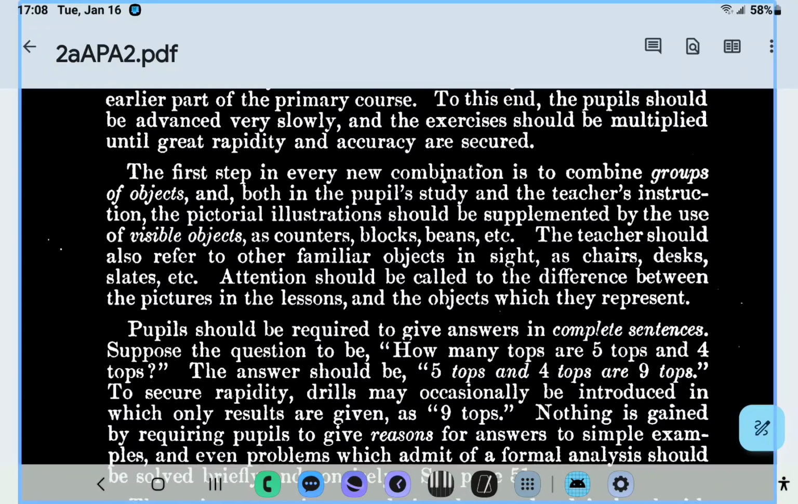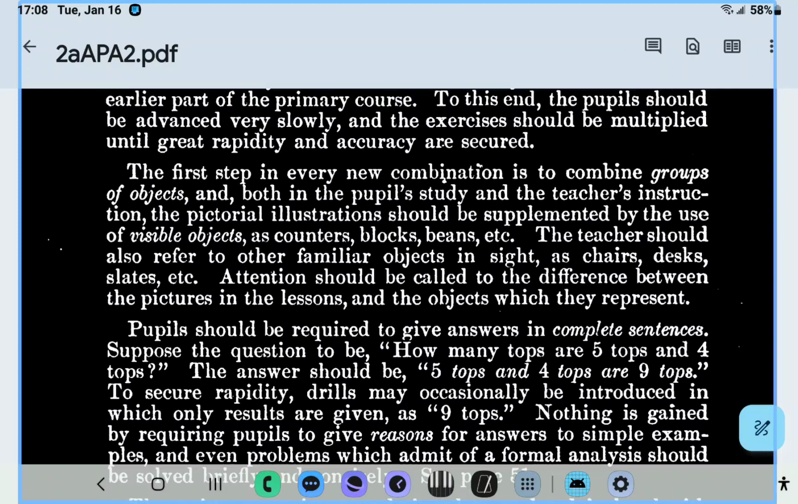6. The first 30 lessons of this book may be mastered in the earlier part of the primary course. To this end, the pupils should be advanced very slowly, and the exercises should be multiplied until great rapidity and accuracy are secured. The first step in every new combination is to combine groups of objects, and both in the pupils' study and the teacher's instruction, the pictorial illustration should be supplemented by the use of visible objects as counters, blocks, beams, etc. The teacher should also refer to other familiar objects in sight, as chairs, desks, slates, etc.